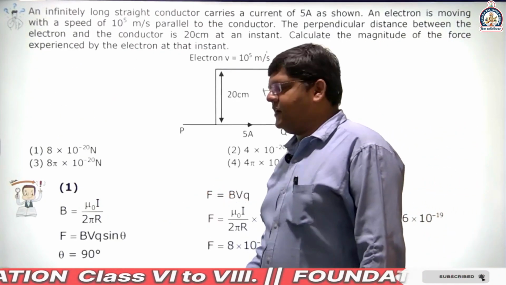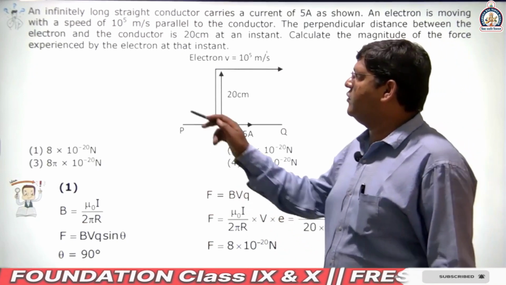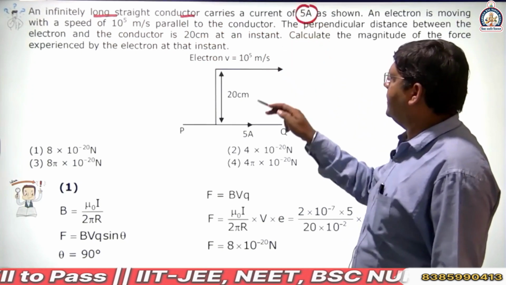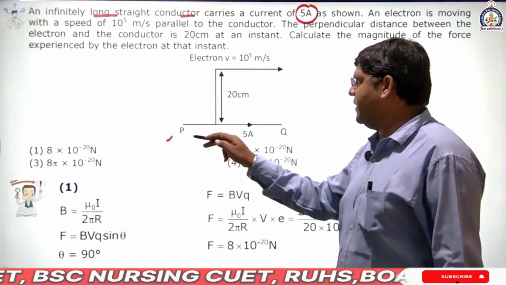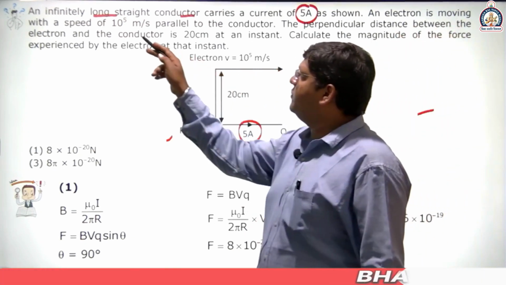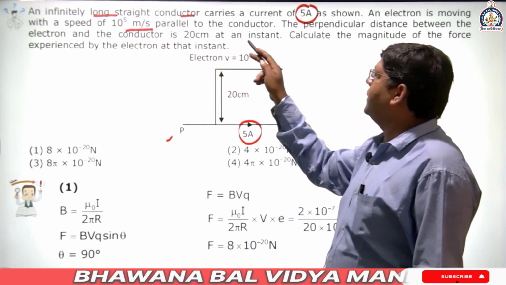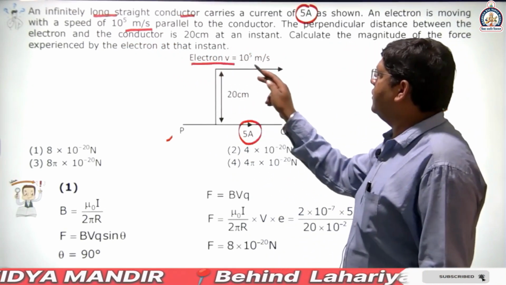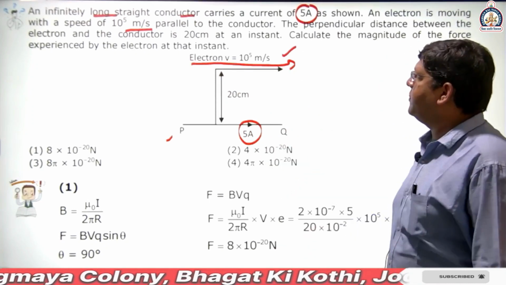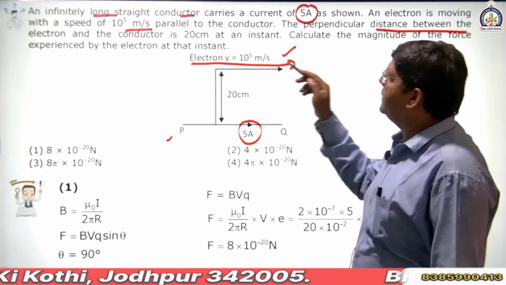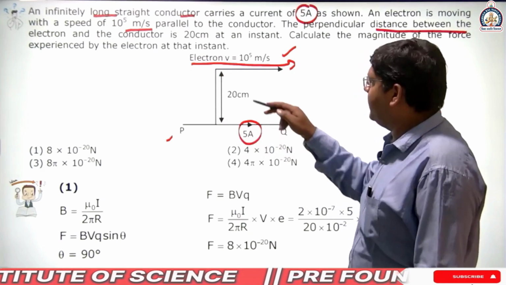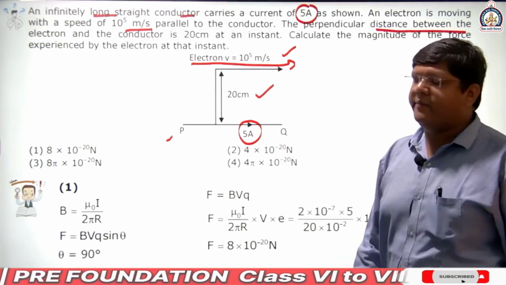The next part is related to the topic of magnetic field of class 12. The question says, an infinitely long straight conductor carries a current of 5 ampere as shown in the figure. We are provided with a conductor named PQ having current 5 ampere. An electron is moving with a speed of 10 raised to power 5 meter per second parallel to the conductor. So this is our electron path, this is the conductor, and the perpendicular distance is given according to the question as 20 centimeter.